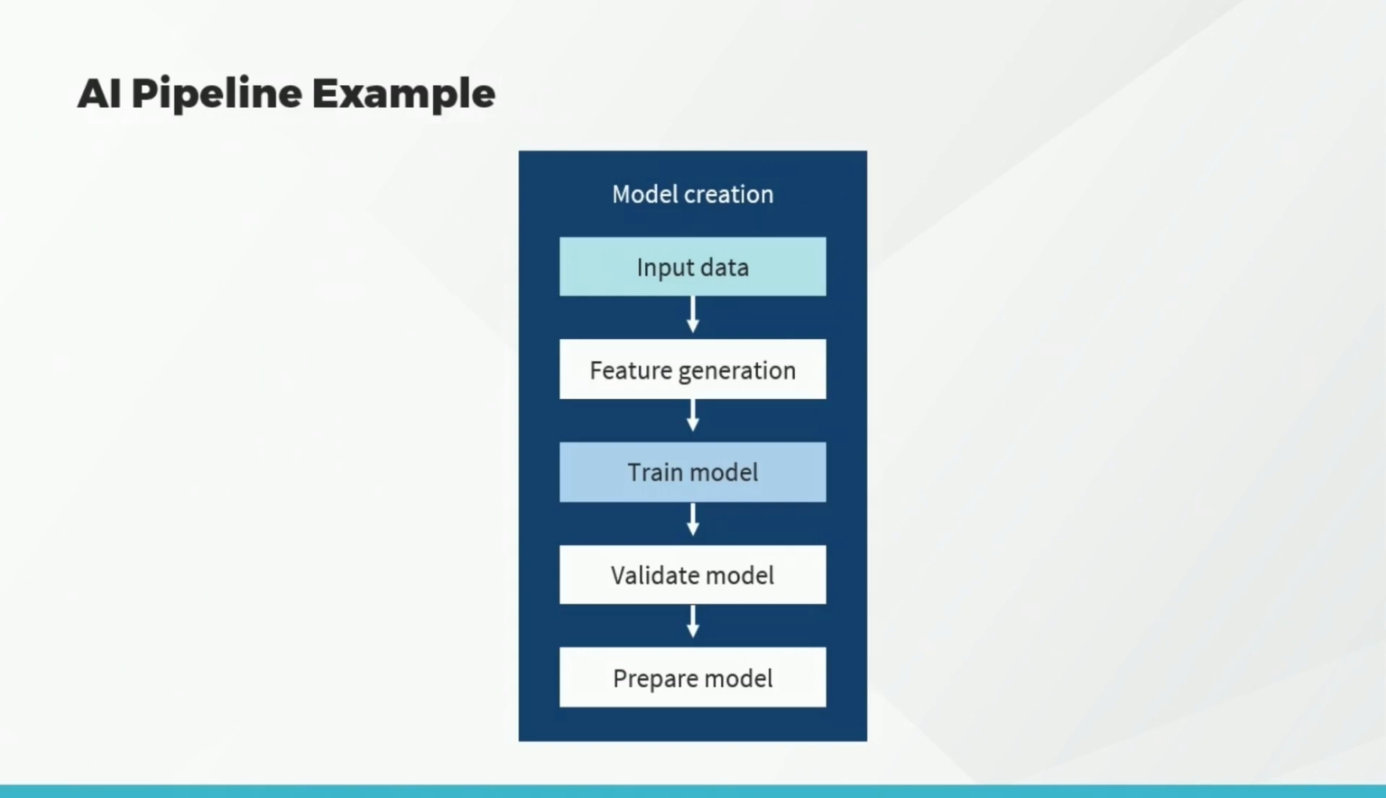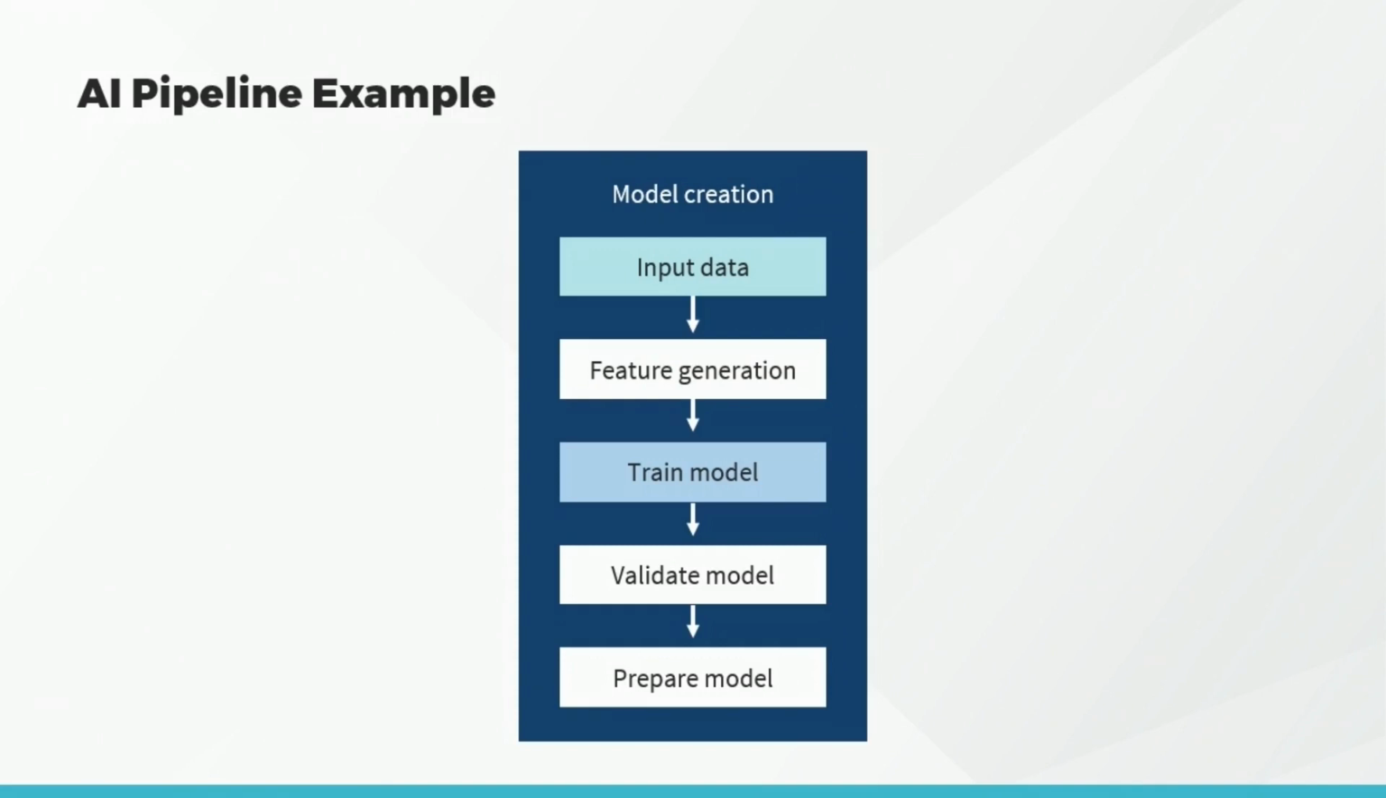And then we're going to train our model. In this step, we're taking the prepared features that are going to be used to train the machine learning model, and the model is going to learn from this training data by adjusting its parameters to make accurate predictions. Then there's the validation of our model.